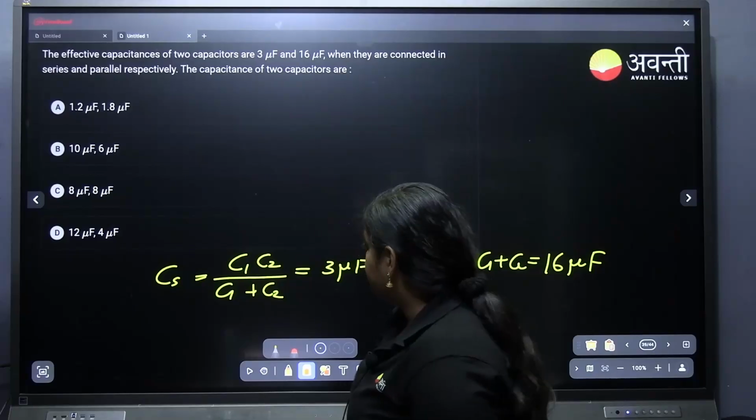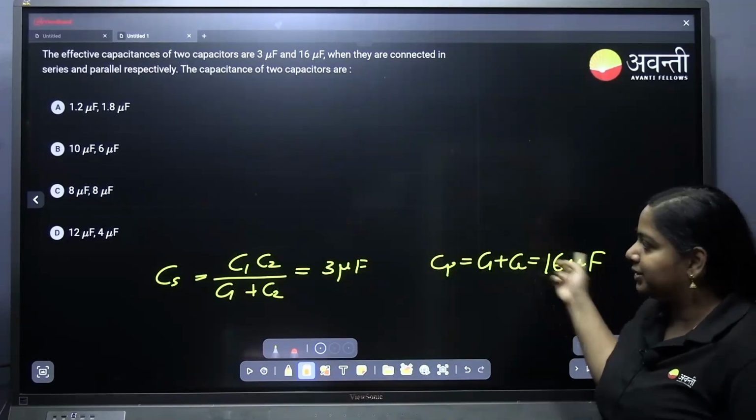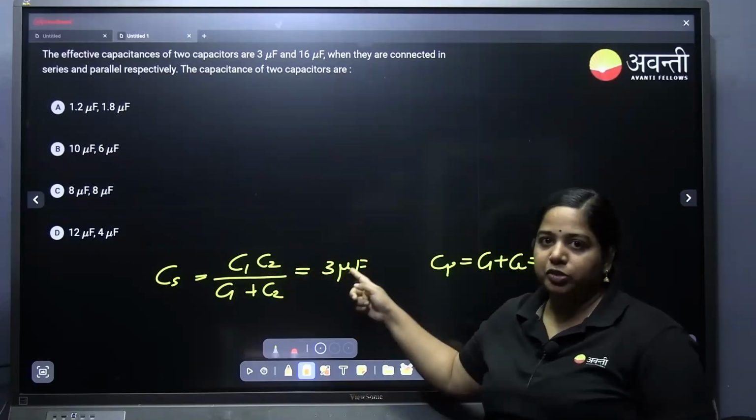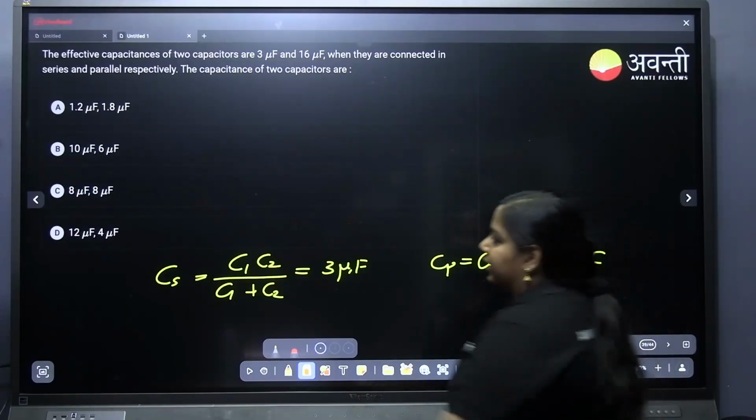Option D. Okay. How we are getting? We will get that C1 plus C2 should be 16. Then C1 into C2 should be 3 into 16. Like that we can solve. Okay. Option D is the answer.